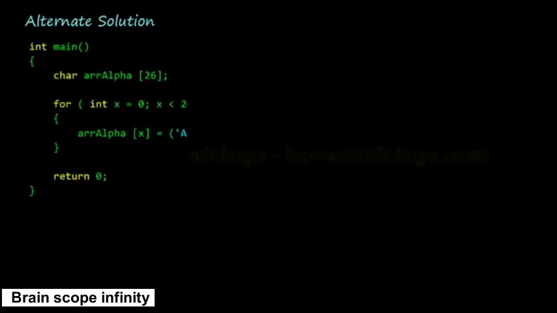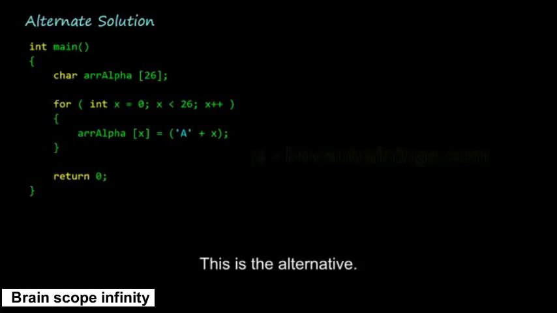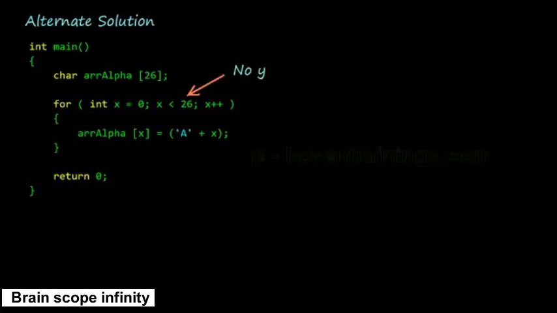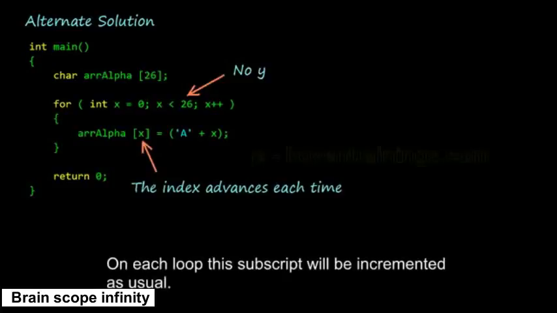The previous problem can be solved in another way also. We need not use the second variable, y. This is the alternative. The loop is written with just one variable. The other variable is not required. On each loop, this subscript will be incremented as usual.